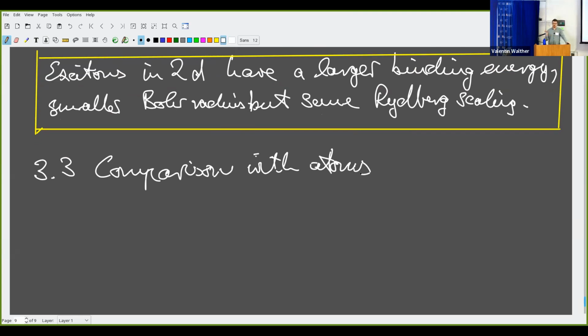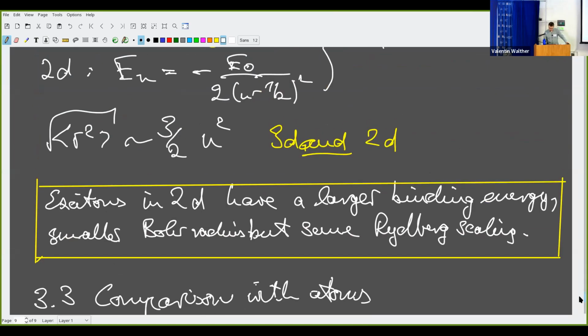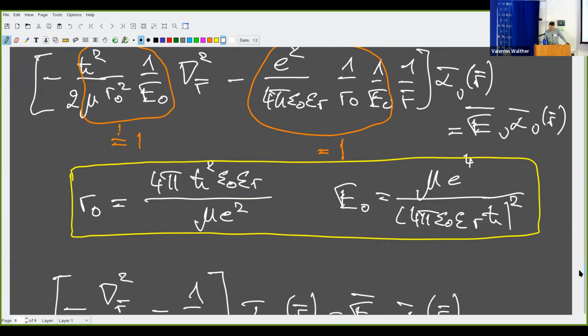So now we have this very simple model where it looks like hydrogen, except there's a screening and there's a reduced mass. So the new components we really have to look at are epsilon r and mu. So mu was, just to remind you, the product of the masses of the electron and hole divided by their sum.